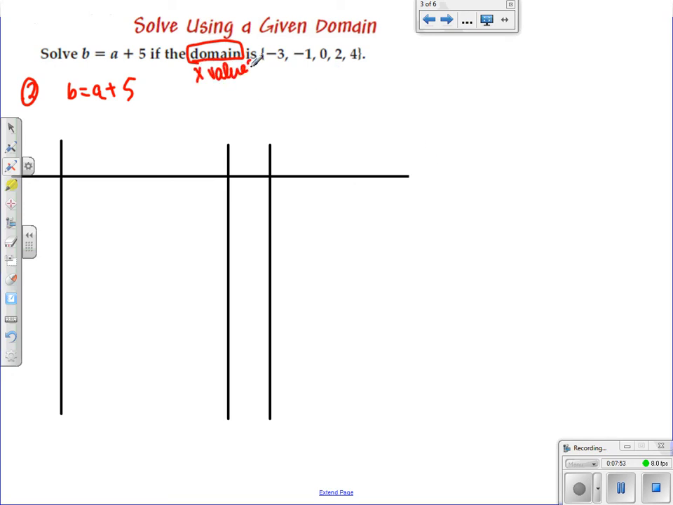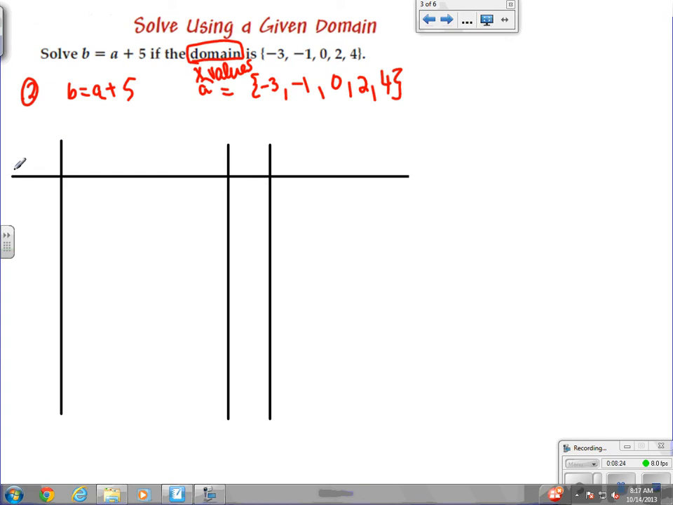Well, we're not working in terms of x and y, we're working in terms of a and b. So if you think about it, in the alphabet, x comes before y, and in the alphabet, a comes before b. x is now going to be our a values because it comes first in the alphabet. So for when our a values are -3, -1, 0, 2, 4.